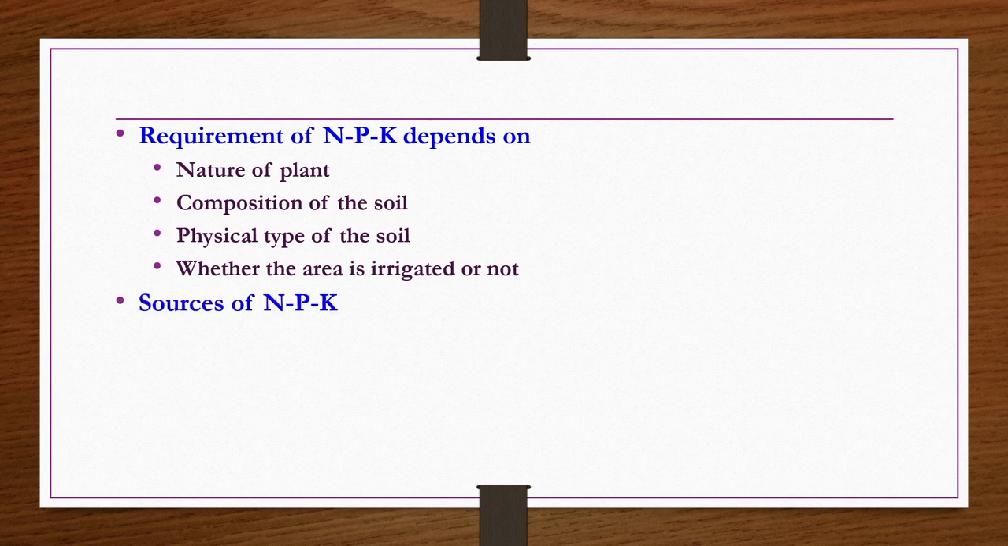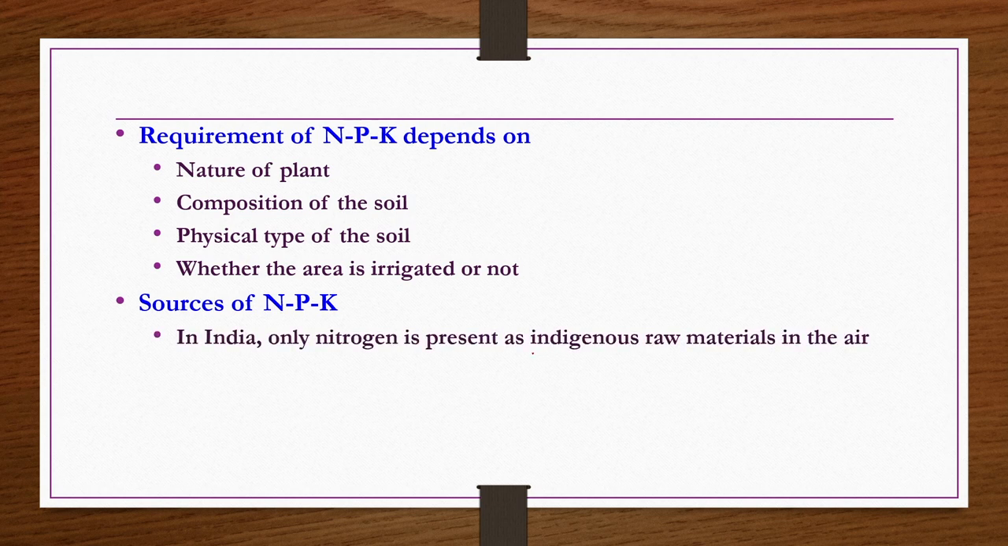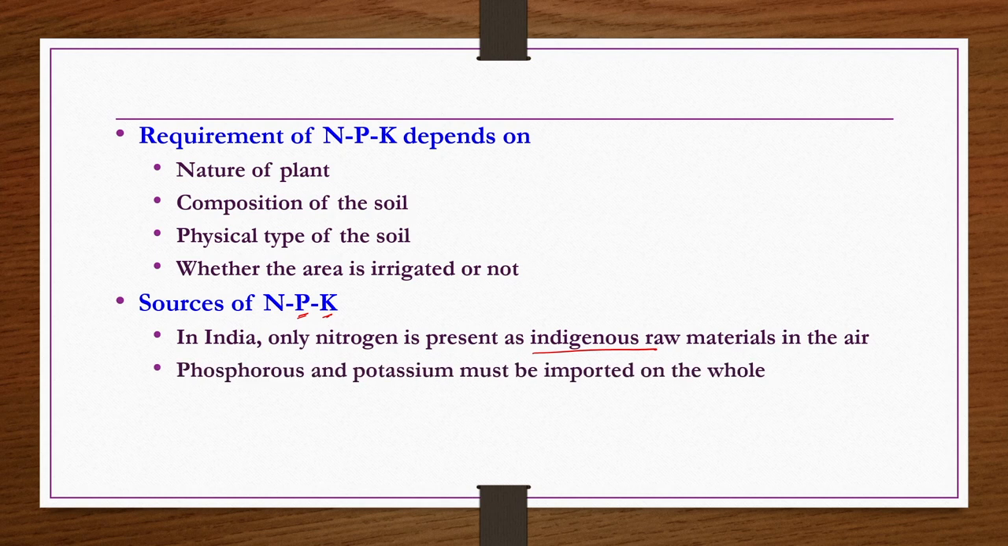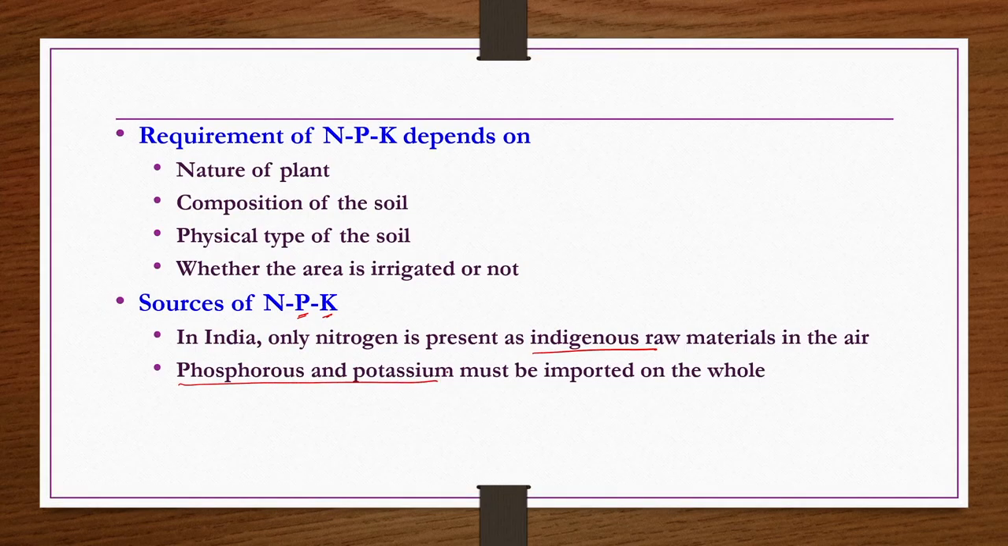Sources of NPK, right? Sources of nitrogen. Nitrogen is available as an indigenous raw material in the air for any country, but phosphorus and potassium are not available in the majority of countries as exploitable sources. For example, for India, these are not available. Exploitable sources of potassium and phosphorus are not available in India, so we are completely dependent on imports.